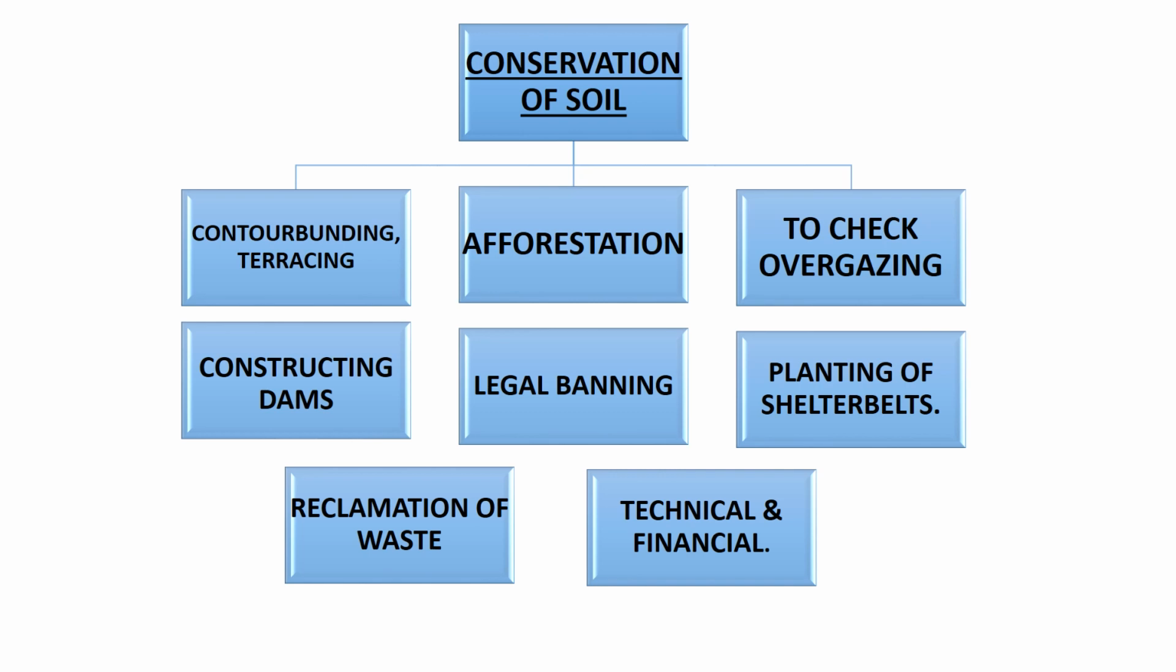Other important methods to check soil erosion in hill slopes: plugging of gullies and ravines in dissected areas and ravine lands are the methods to check soil erosion. Second one is afforestation. The best way to prevent soil erosion is to increase area under forest cover because the roots of trees can hold the topsoil tightly.